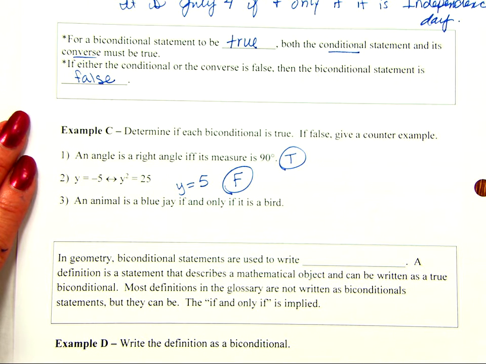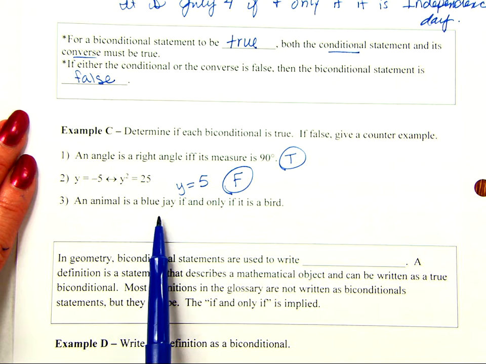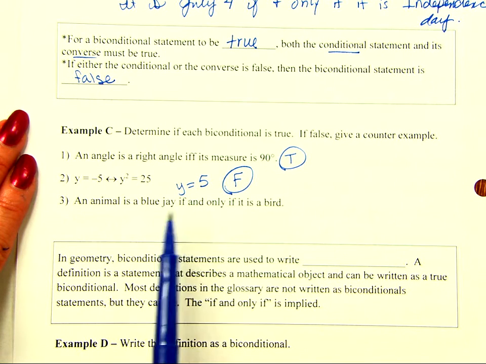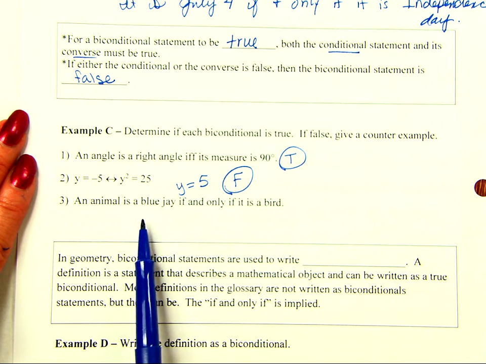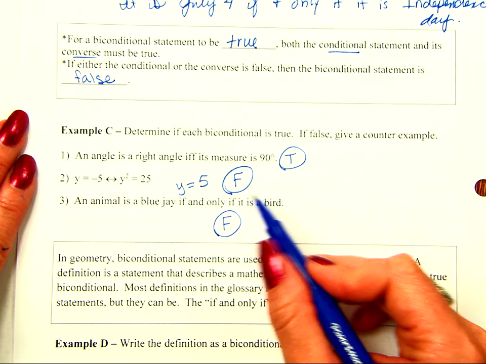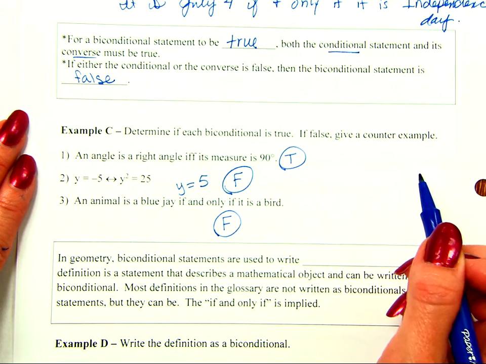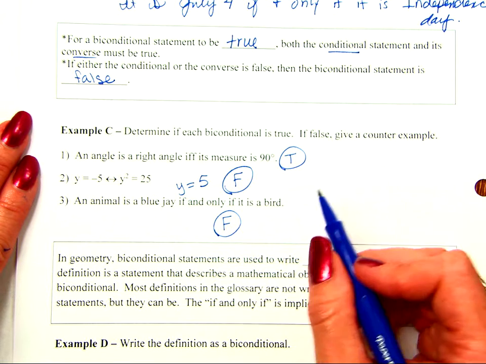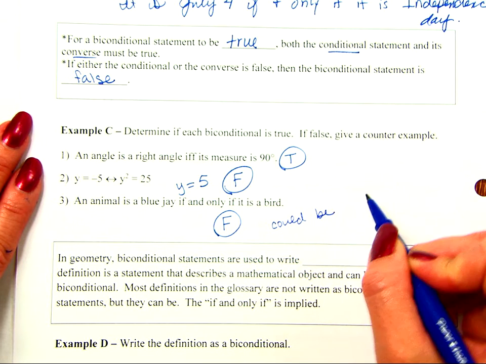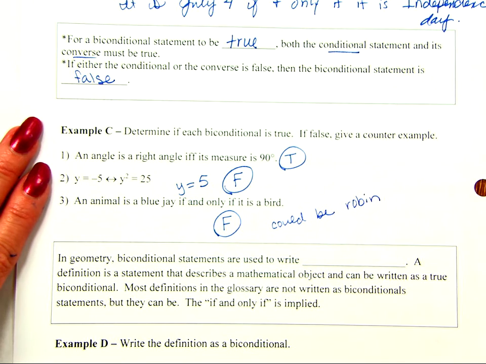Number 3: an animal is a blue jay if and only if it is a bird. Well, if you check it both ways, if blue jay, then bird: true. If bird, then blue jay: that is going to be false. It doesn't guarantee that if I'm a bird, I'm a blue jay. I could be a robin or a sparrow or something like that. So I'm just going to say, could be a robin.